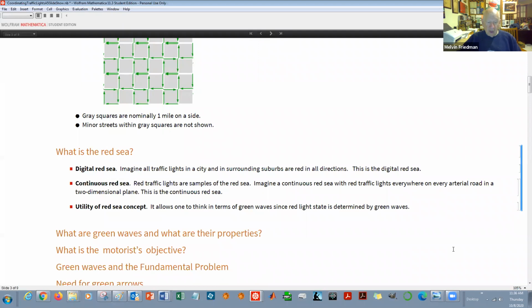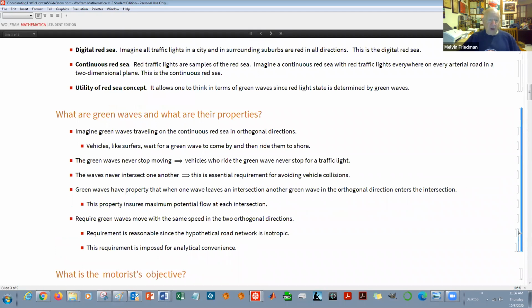And so now I need to tell you what the green waves are and what their properties are. So imagine green waves traveling on the continuous red sea in actually four orthogonal directions: north, south, east, and west. Those are not necessarily the geometric north, south, east, and west. They actually correspond just to four orthogonal directions that we arbitrarily call north, south, east, and west. Then vehicles, like surfers, wait for a green wave to come by, and then they ride them to shore.